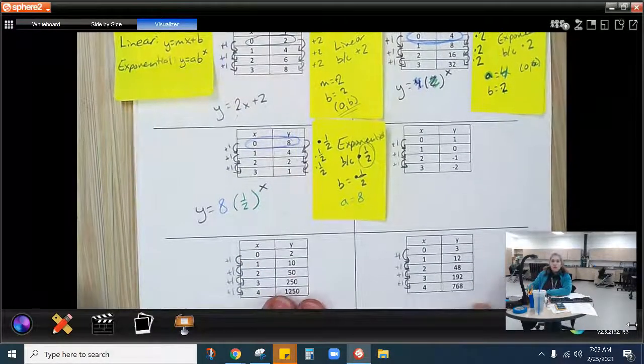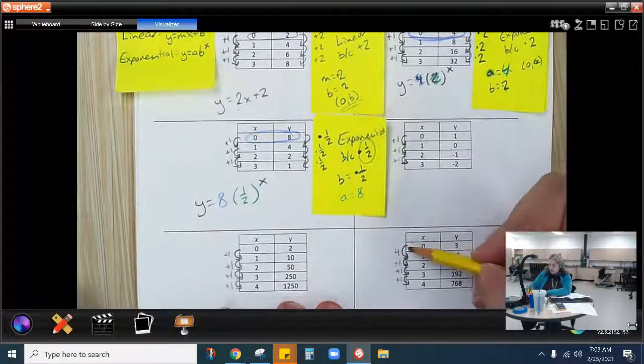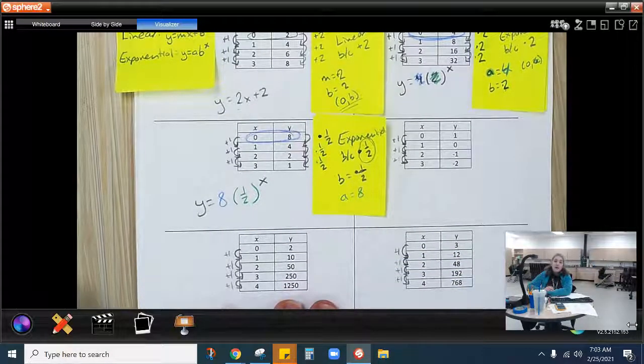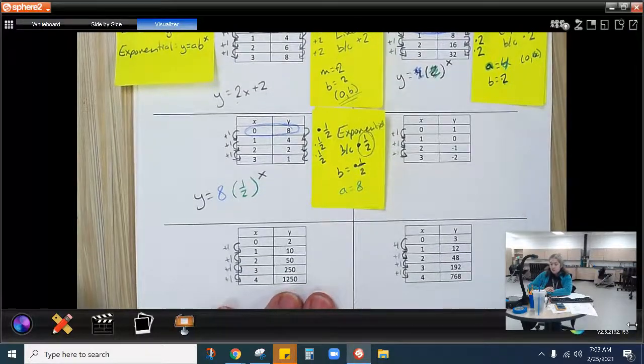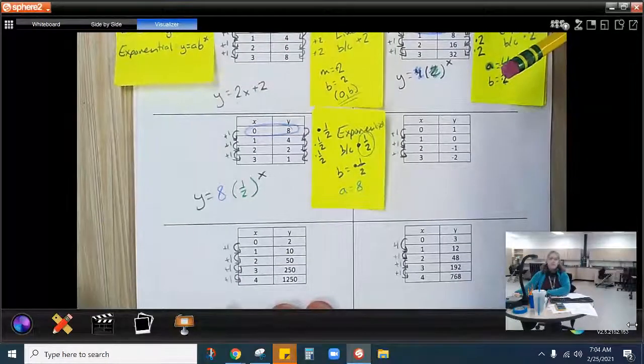So we've got 3 more on here. I already showed you for these ones that I'm adding by 1 each time. I encourage you to figure out what the function is. Linear, exponential, write the function. So pause the video, take a second.